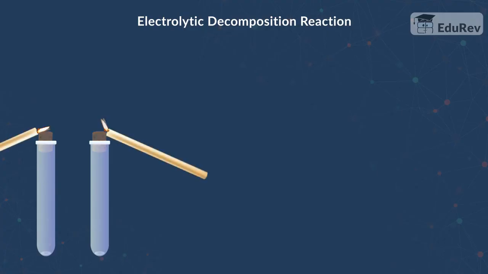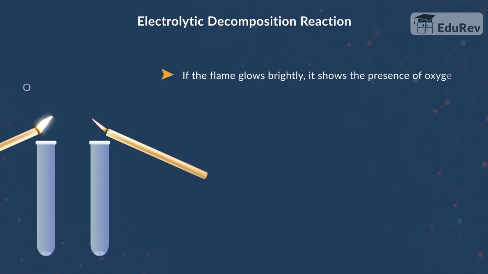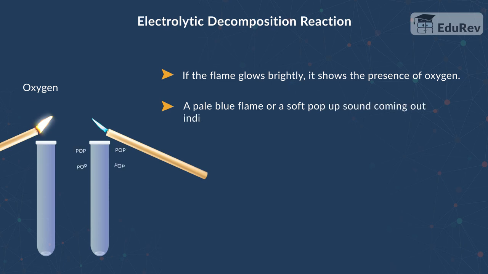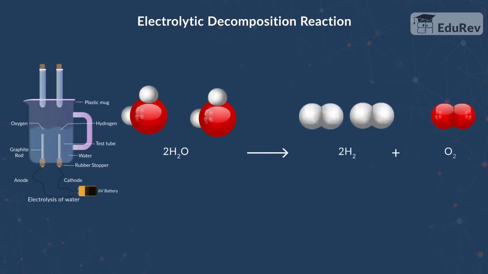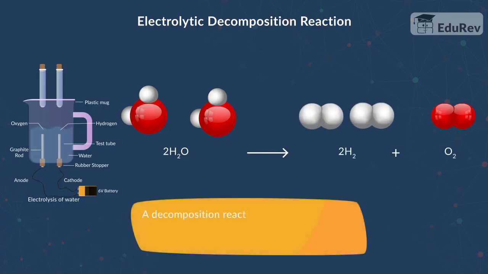Let's bring a burning candle close to the mouth of these test tubes. What inference can you draw? If the flame glows brightly, it indicates the presence of oxygen. If we see a pale blue flame or a soft pop sound coming out of the test tube, then it indicates the presence of hydrogen. Through this experiment, we can infer that water decomposes to hydrogen and oxygen. Such a type of decomposition reaction which takes place using electricity is called electrolytic decomposition.